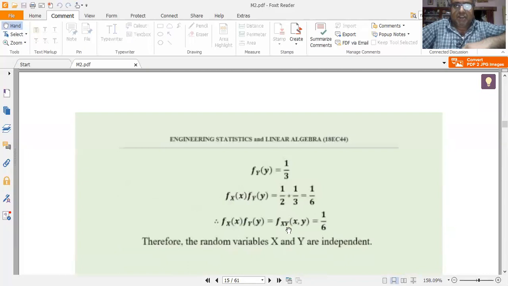So what is it that I infer? The product of the marginal PDFs fx of x and fy of y is also equal to 1 by 6, and the joint PDF is also given by 1 by 6. So I infer that fxy of x comma y is exactly equal to the product of its marginal PDFs, which is equal to 1 by 6. That's why I infer that both x and y are independent. Suppose this was not true, then x and y would not have been independent, but would have been dependent. Thank you.